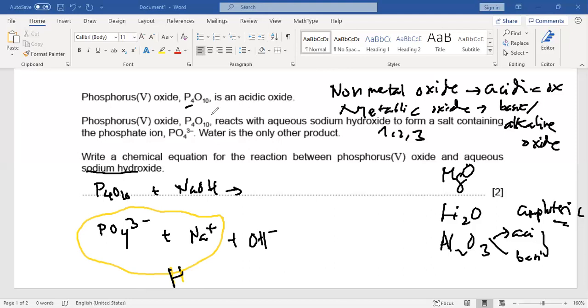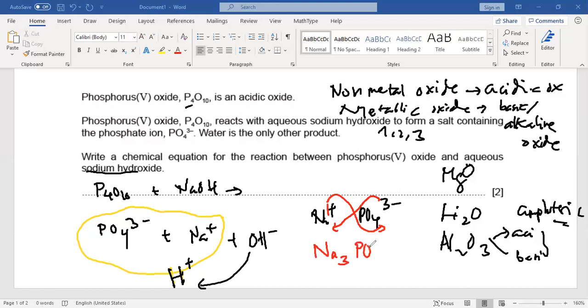Because it is in water, you have H plus, and then the OH will attract the H plus. So now what is the product? You have Na plus and PO4 3 minus. What we need to do is transfer this 3 here, and then you have the 1 plus, and you give it to PO4. So Na will gain 3, and PO4 gains 1. That's why you will have Na3PO4.